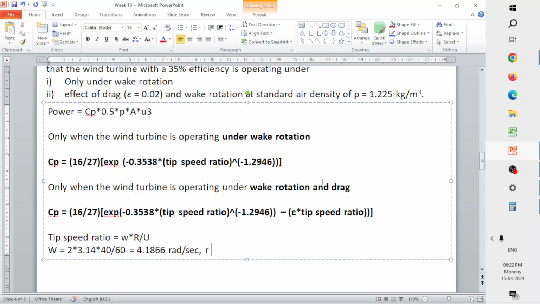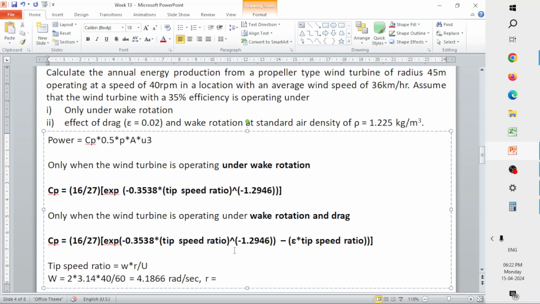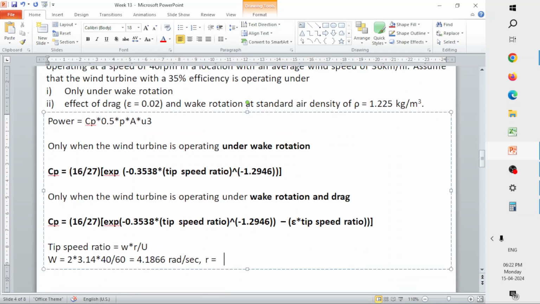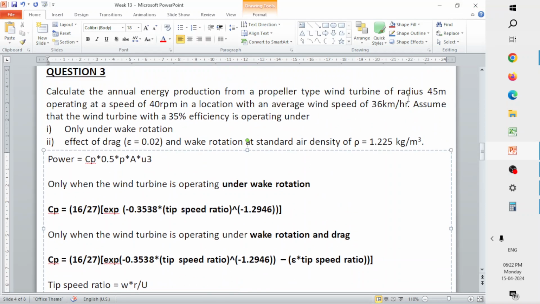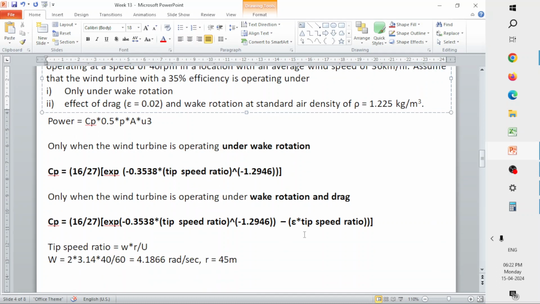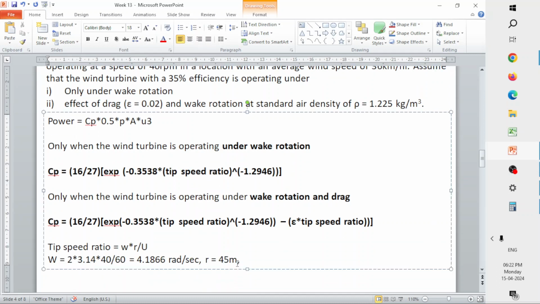R is nothing but the radius of the rotor of your wind turbine. That is given as 45 meters. Here please be careful, we have the value as radius itself and it is not the diameter. This is the place where you need to be careful. If the radius is given, then you can take the value as it is. If it is diameter, then please convert that into radius while solving the problem. So radius will be 45 meters.